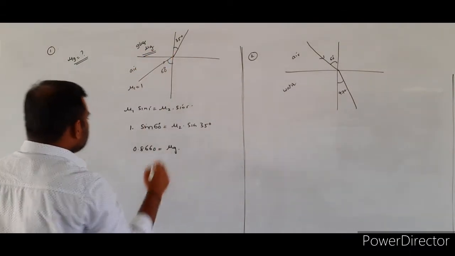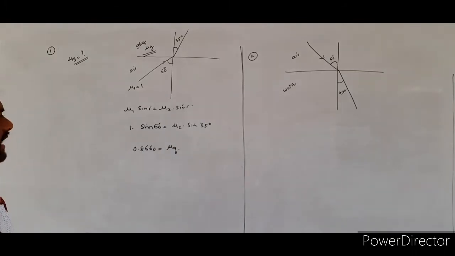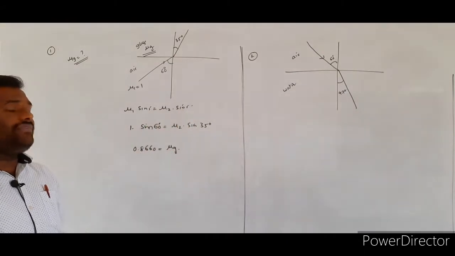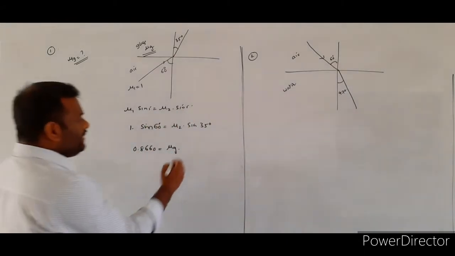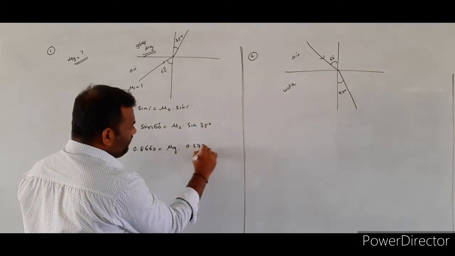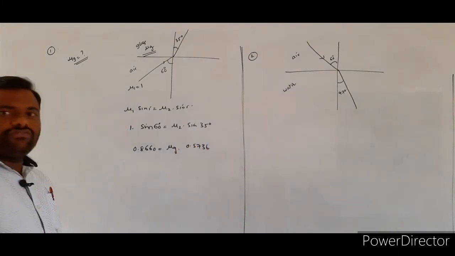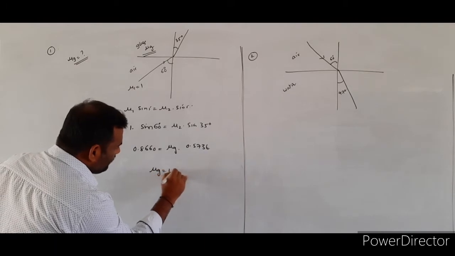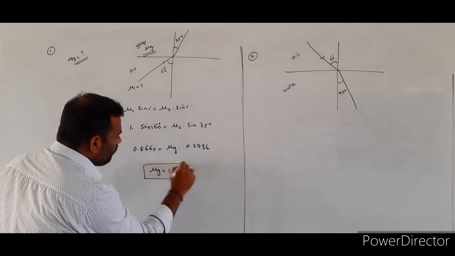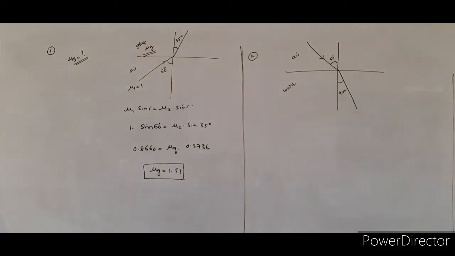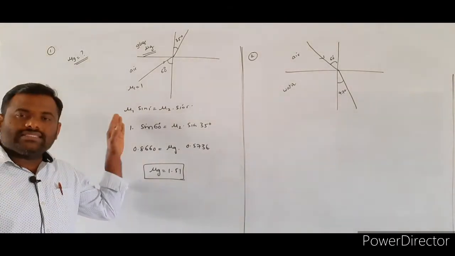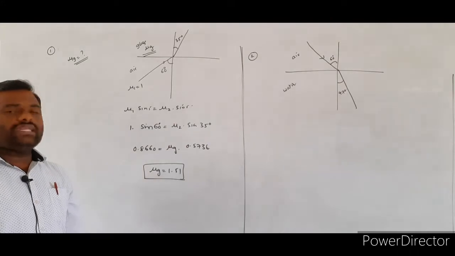So mu2 is the refractive index of the glass, and the value of sin 35 from the sin table is equal to 0.5736. If you simplify, you will get the refractive index of the glass is equal to 1.51. So like this we have to apply Snell's law for calculating the refractive index of any one of the media.